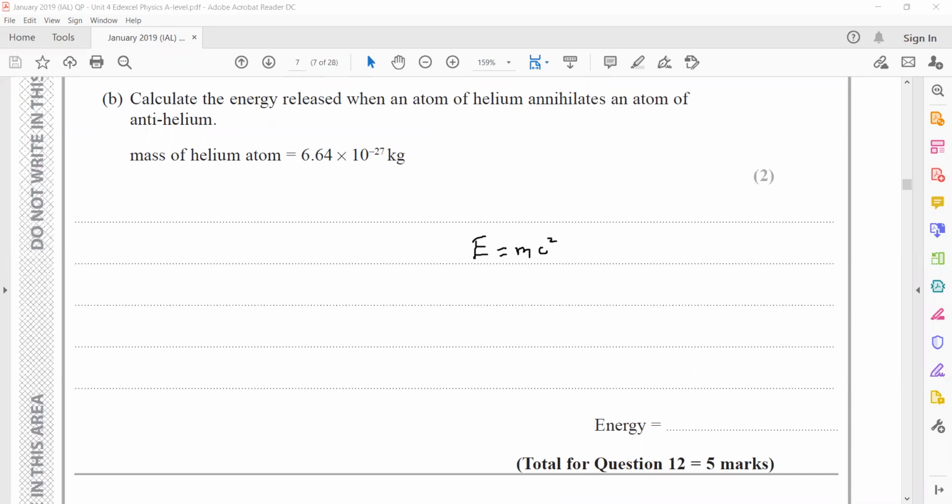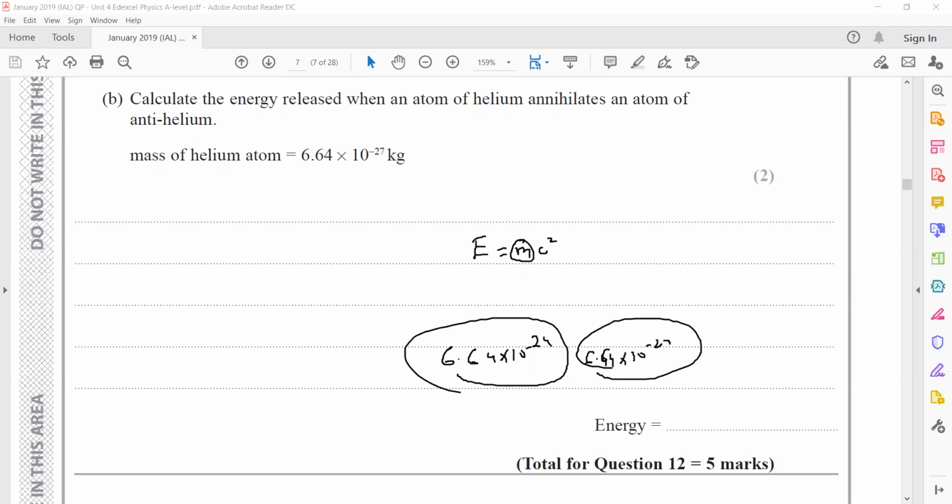But what mass will I substitute here? The mass of the helium is given as 6.64 times 10 to the power minus 24, and the mass of anti-helium is also 6.64 times 10 to the power minus 24. So both have the same mass. The only difference will be the spin and the charge. So when they combine with each other, they release energy, and by conservation of momentum, it releases 2 photons.